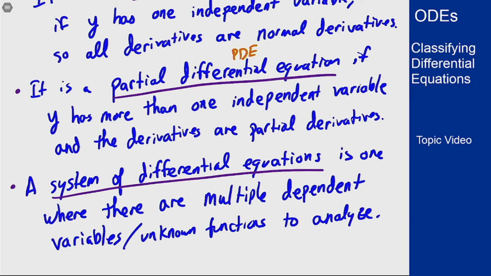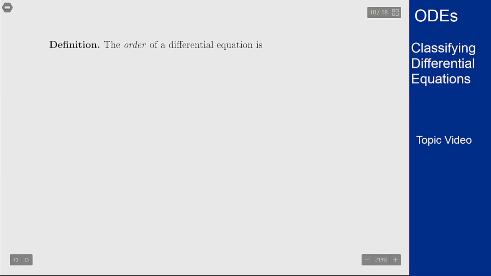That's one level of classification, whether it's an ODE, a PDE, or a system. However, that's not really enough to tell us if we can solve something or not. We need some more terms to be able to classify them beyond that. The next term we have is order. The order of a differential equation is the highest derivative, or the most number of derivatives that shows up at any point in the equation.